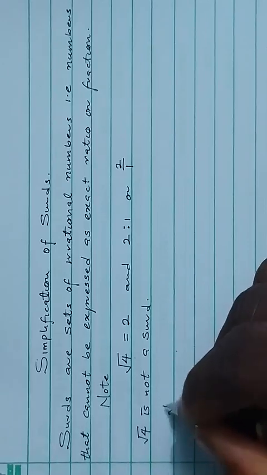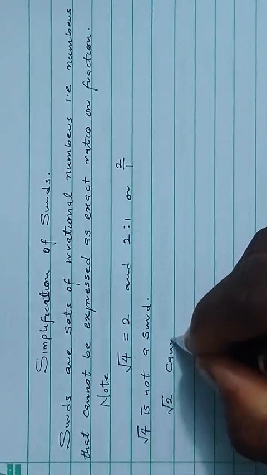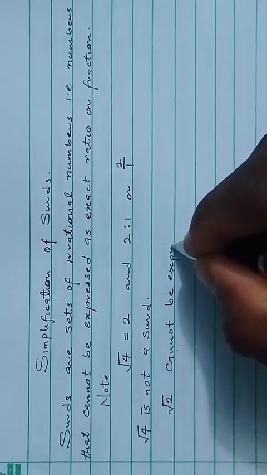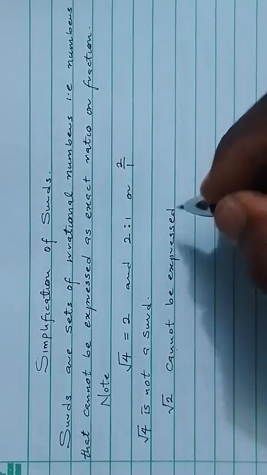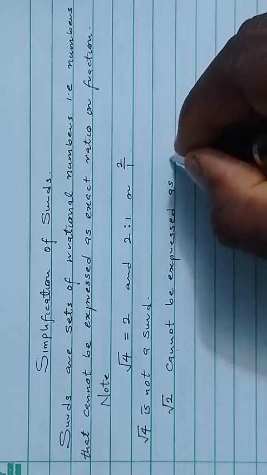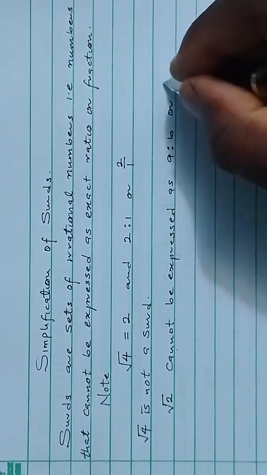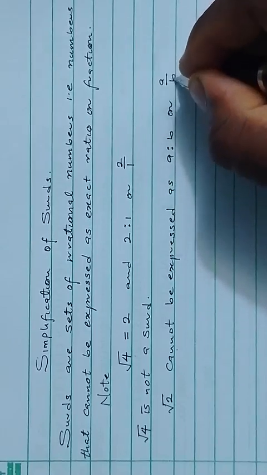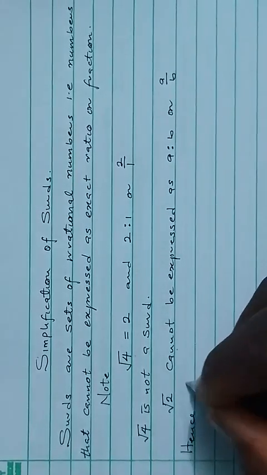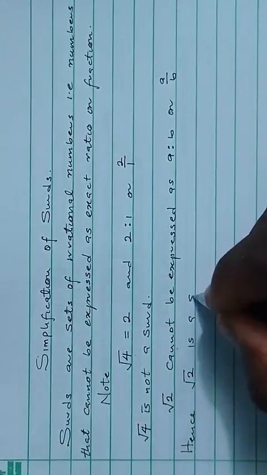Let's look at root 2. Root 2 cannot be expressed as a ratio A to B or A divided by B. Hence, root 2 is a surd.